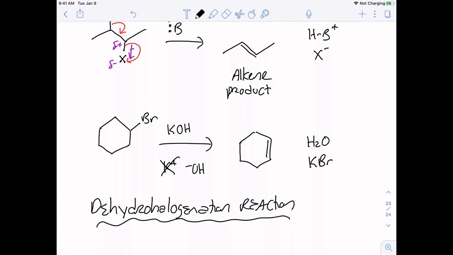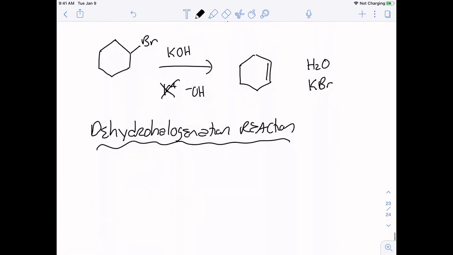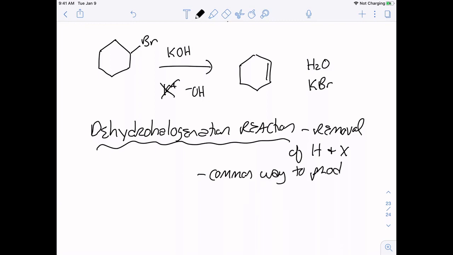So D means we're removing, right? So we're removing a hydrogen and a halogen, right? We're dehydrohalogenating it. So the removal of H and X, right? It's a very common way to produce an alkene.